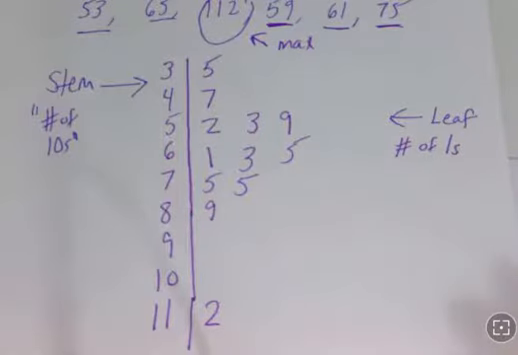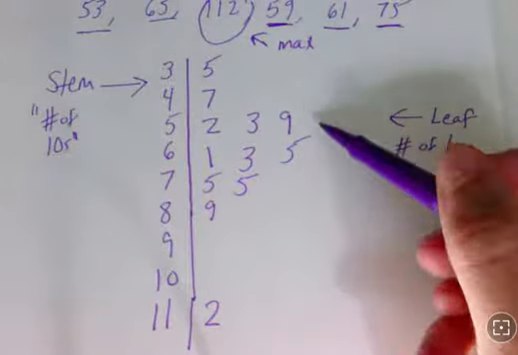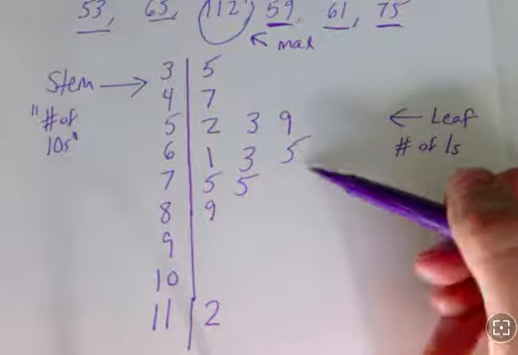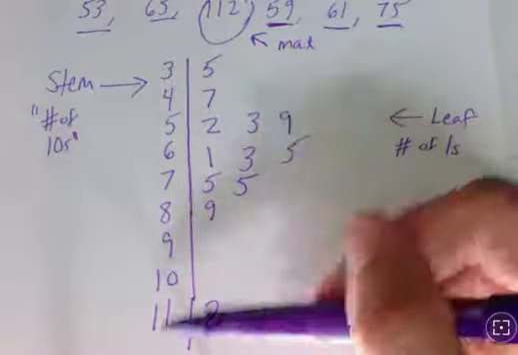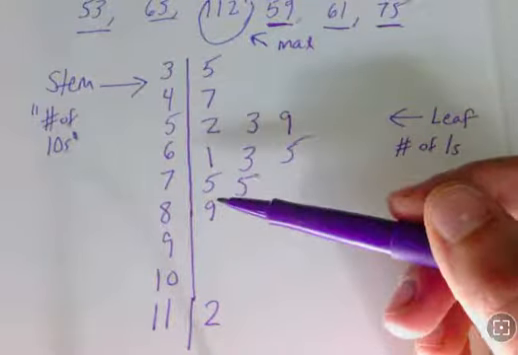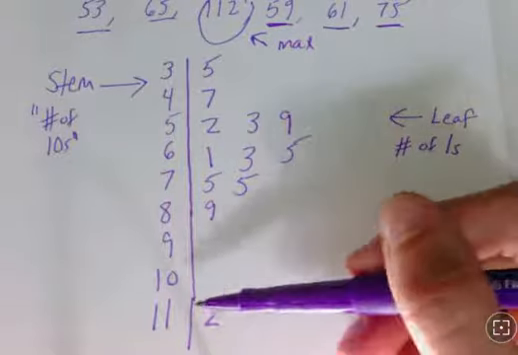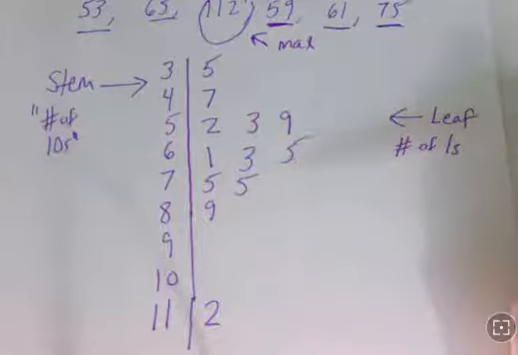It's all of our data in an organized way, and I can definitely see from looking at this that most people's estimates fell somewhere in the 50s to 70s range, which makes sense, and that the lowest and the highest were quite far from 60. So stem and leaf plots can be really helpful to see the trends in the data.